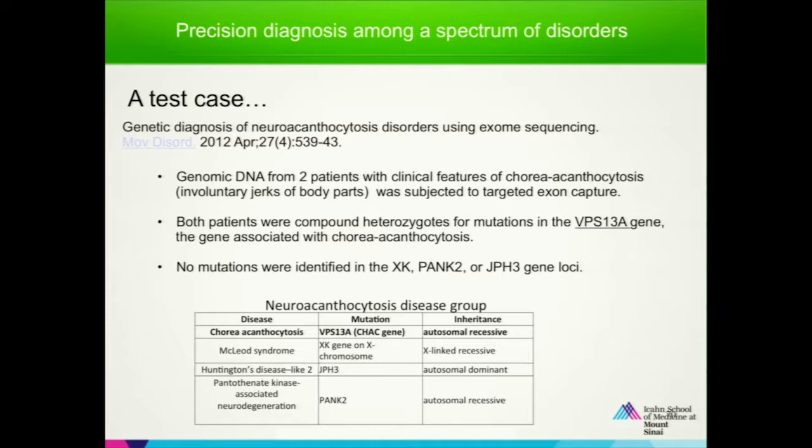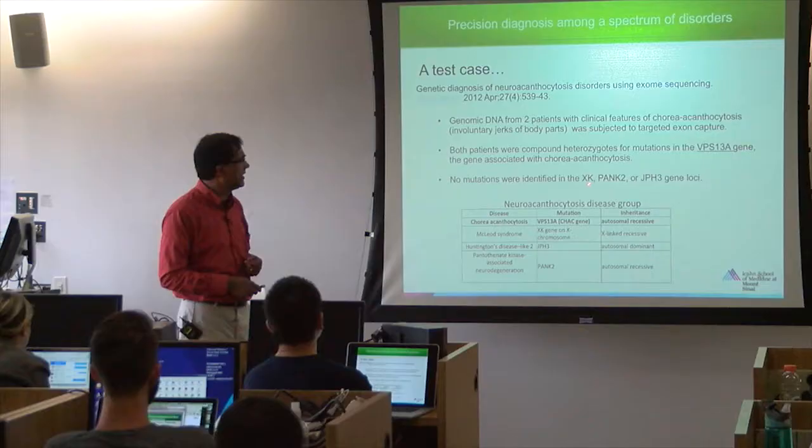So can we do that? By sequencing, can we identify what exactly that is? Out of those 5-6 diseases in that spectrum of disease, can we identify exactly which disease is there so that we can start treatment early? To see whether we can do that, we started working on this around 2010 or 11.